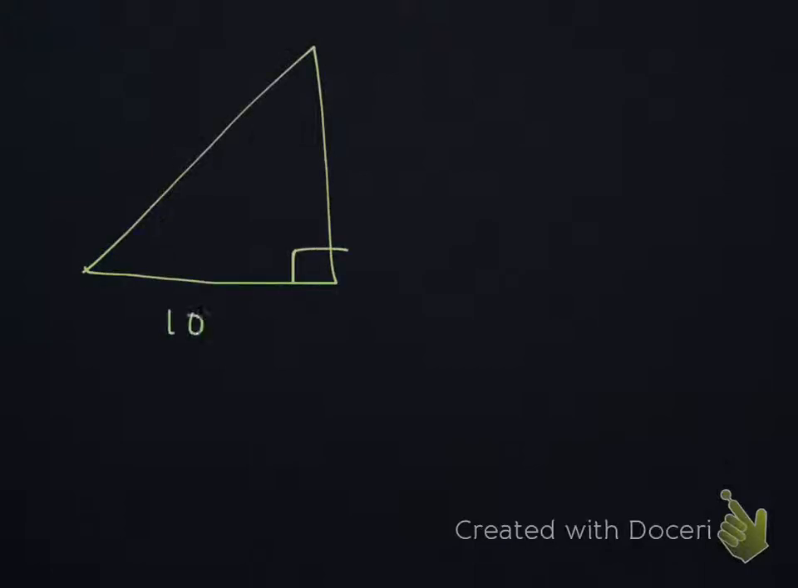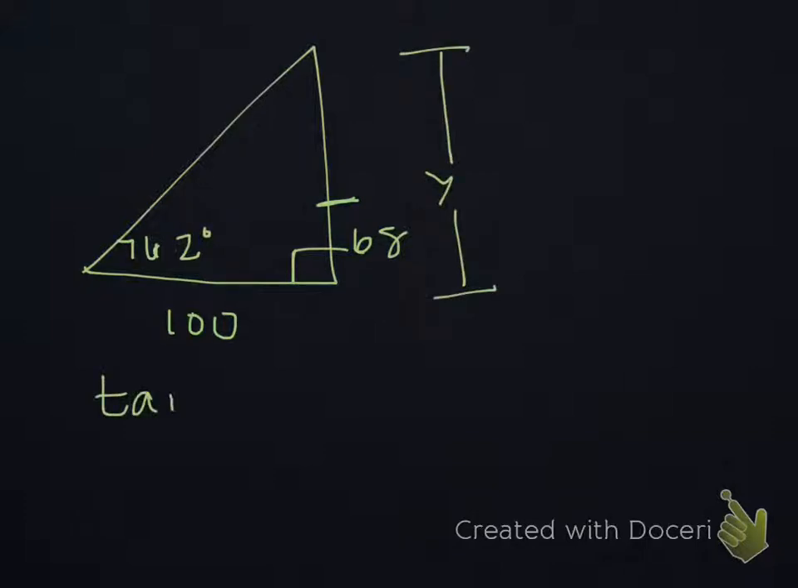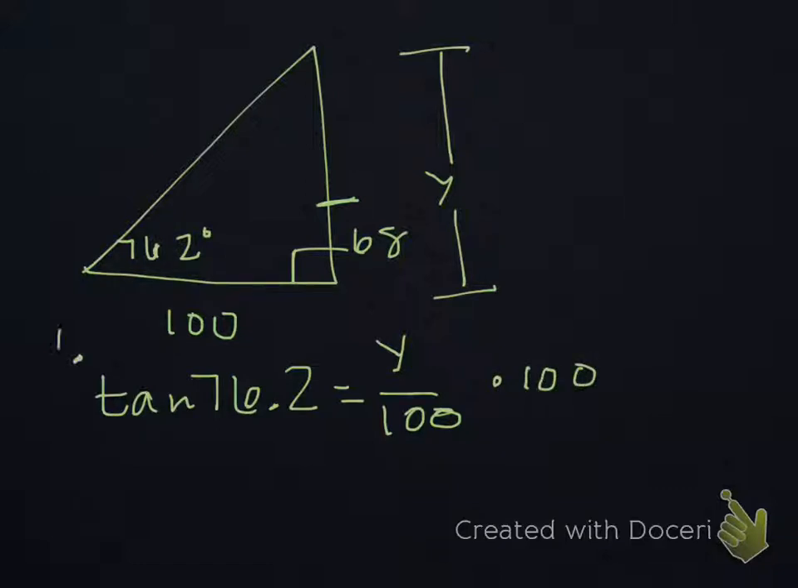So again, this is 100 feet. This is now 76.2 degrees. And I know about there is 68. But I need to find this whole piece of y. So I'm going to do tangent of 76.2 equals y over 100. And again, I'm going to multiply both sides by 100 to clear my fraction. So when I do this in the calculator, the answer that I get for y is 407 feet.